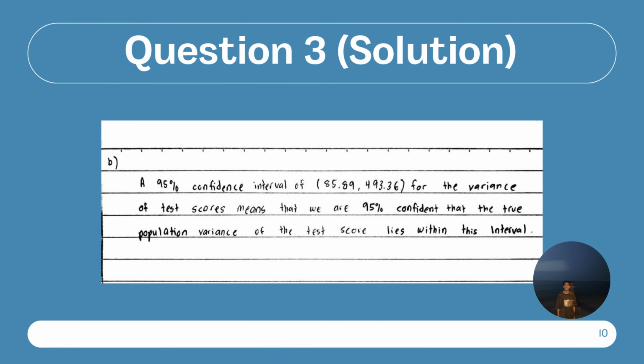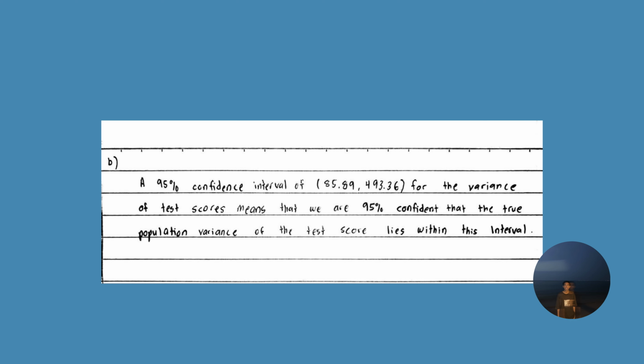A 95% confidence interval of 85.89 and 493.36 for the variance of the test score means that we are 95% confident that the true population variance of the test score lies within this interval.